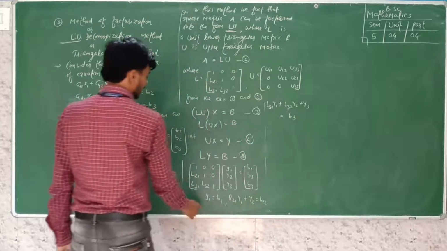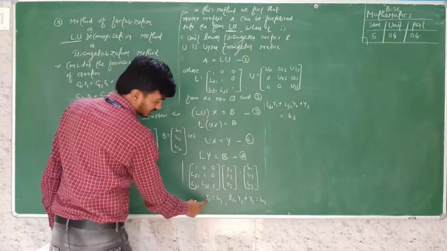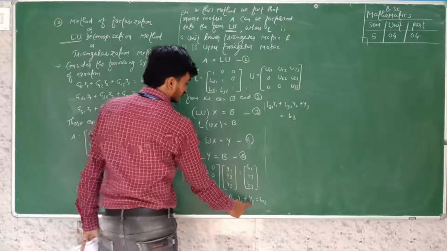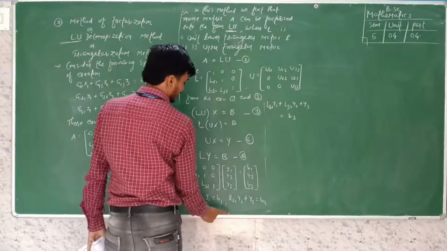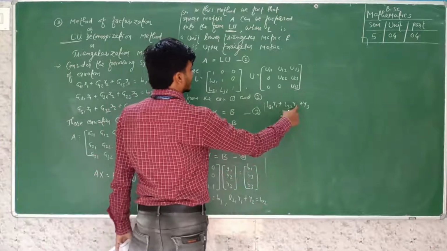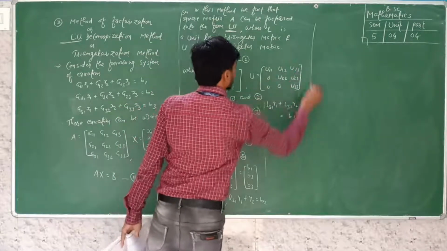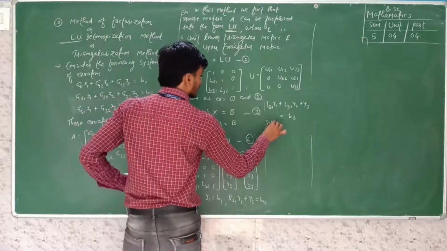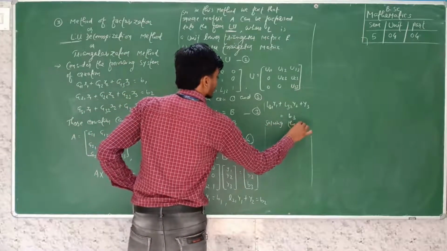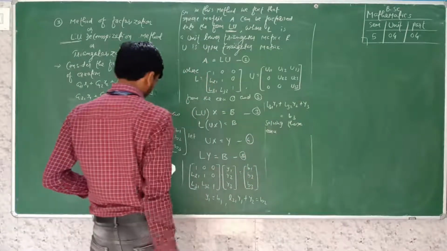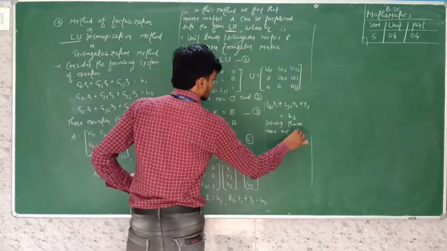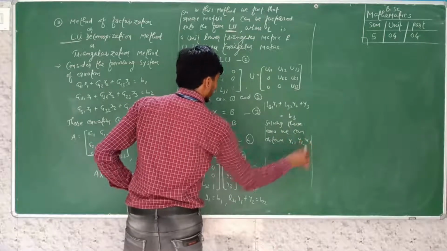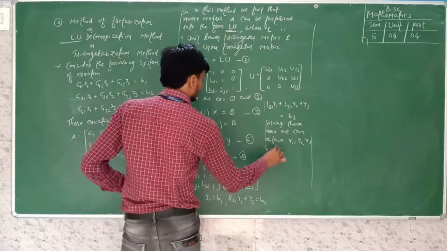Here there are three equations. y1 is equal to b1, so by substitution the value of y1 can be put here, and we can find the y2 value. Then put y1 and y2 here, and we can retrieve the value of y3. So solving these equations, we can obtain y1, y2 and y3 by forward substitution.